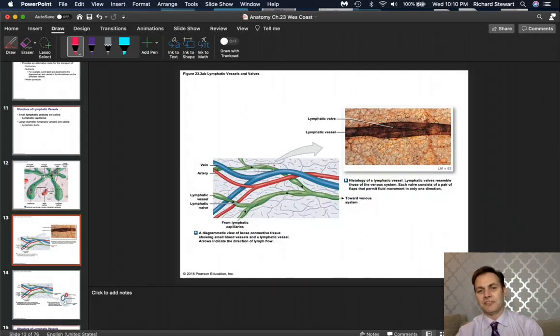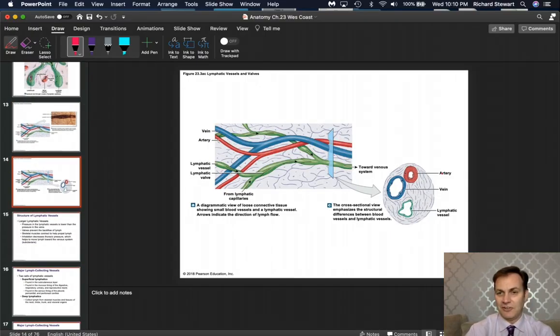This is a good picture because it shows that we have arteries, which are carrying blood away from the heart, veins bringing blood to the heart, lymphatic vessels bringing lymphatic fluid, stuff from the interstitial, to the subclavian vein. That's what it dumps into, and then it goes to your heart.